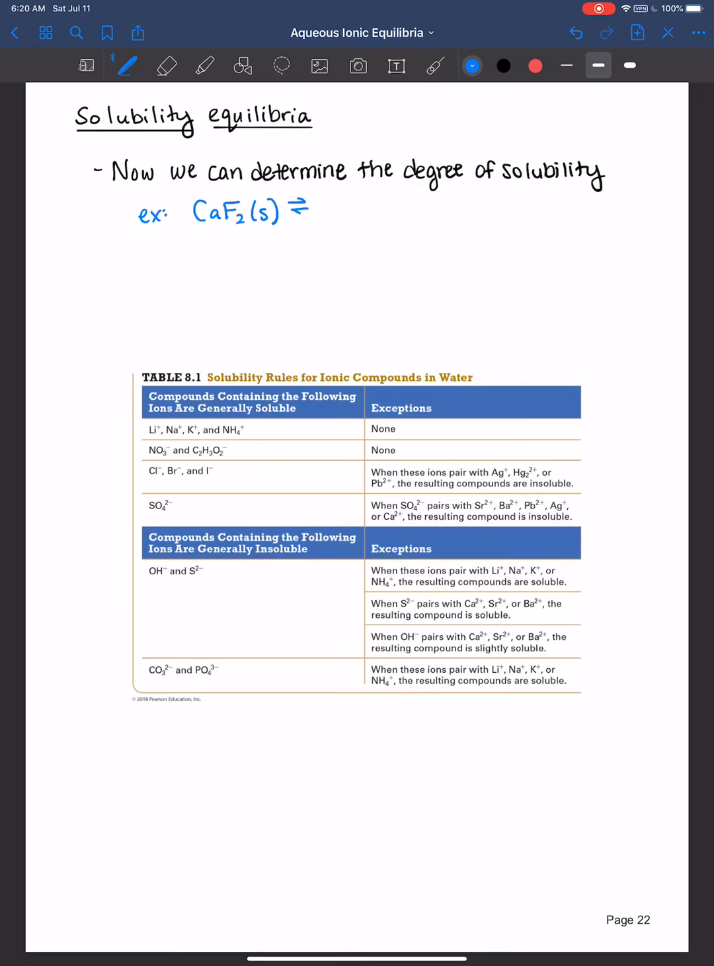But it does dissolve a little bit into ions when it's put into water. Not a whole lot, which is why we're using the equilibrium arrows. And there is an equilibrium constant associated with this solubility. It's called KSP. SP stands for solubility product.